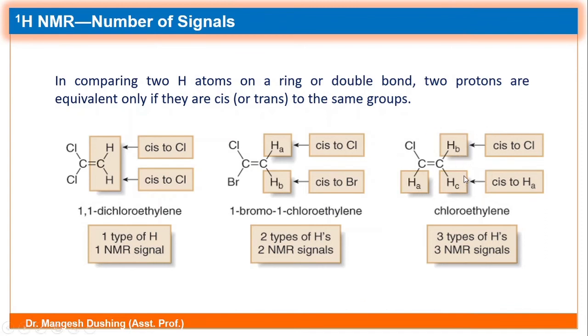Now in this type of compound, just as in the last slide, this HB has a cis chlorine. So this is different from these two protons. Similarly, for this HA, one side is chlorine, one side is hydrogen. So this one is different. This one is also different. One side is hydrogen, the second side is also hydrogen. So all these three protons are different. So it will give us 3 NMR signals in the spectrum. So 3 types of protons give us 3 NMR signals in the molecule.